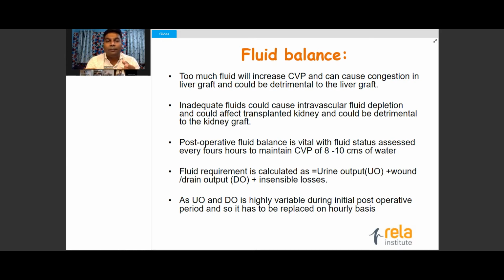And this is how we calculate it: the urine output plus wound and drain. Usually with the abdominal drain, they get losses, and you have insensible loss. And we try to replace it on an hourly basis, because sometimes even within 1 hour, they might drain 200 ml. So every hour, usually a couple of nurses, we put them on standby. So managing the fluid on day 1 is very crucial.